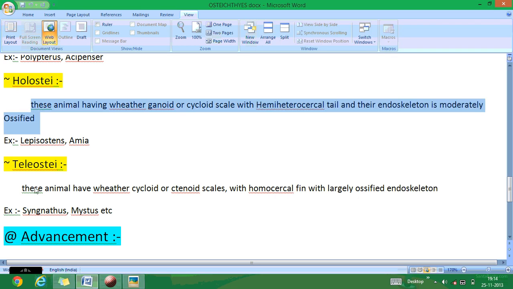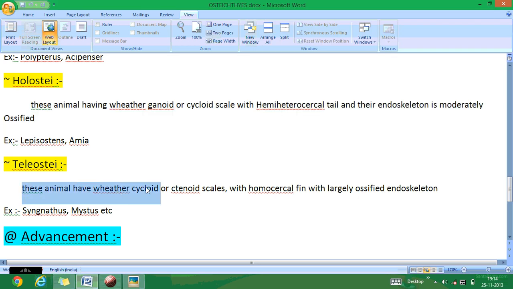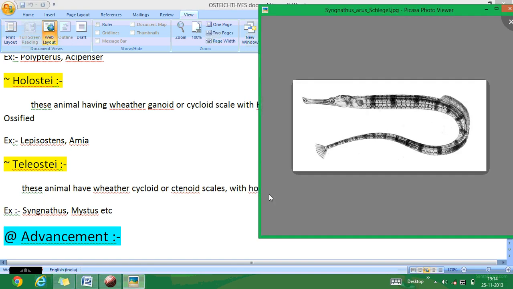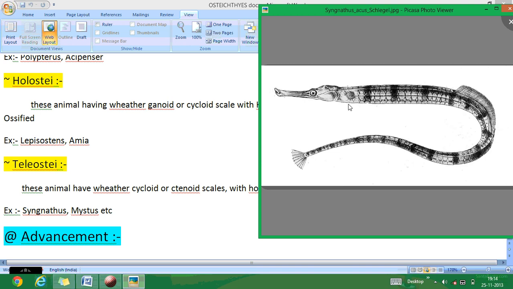The next one is Teleostei. These are the animals having either cycloid or ctenoid scales with a homocercal fin and a large ossified endoskeleton. The examples are Syngnathus and Mystus. Syngnathus looks like a pipe, so it is also called pipefish. As we see here, they have cycloid or ctenoid scales on their body surface.